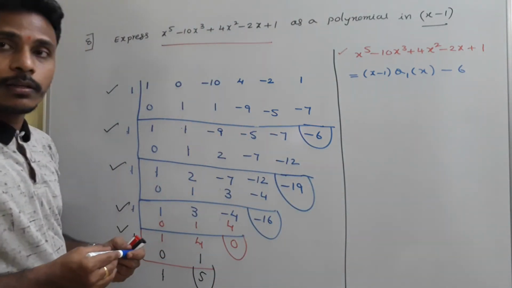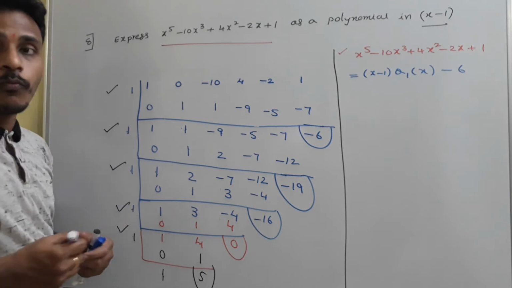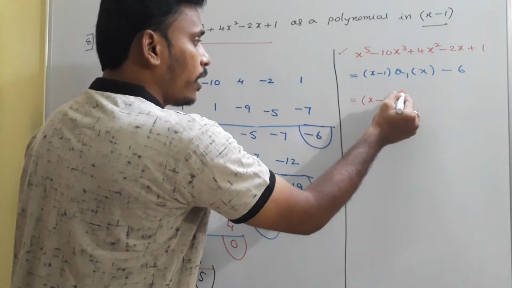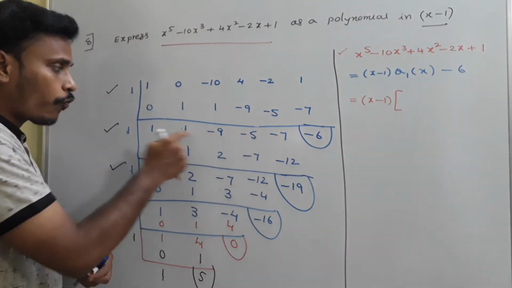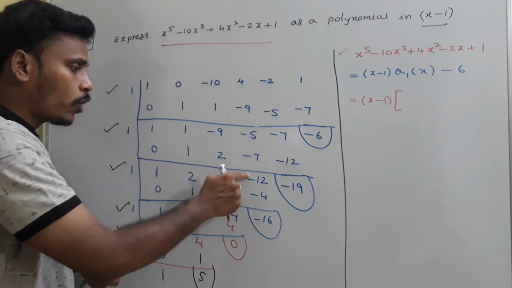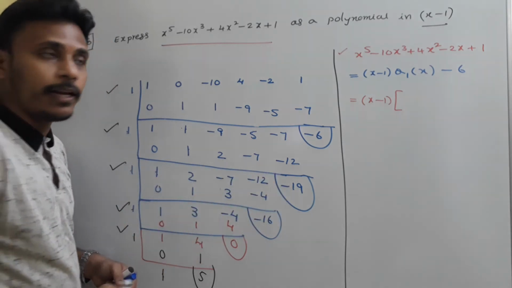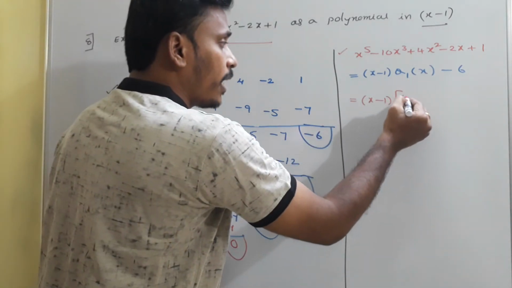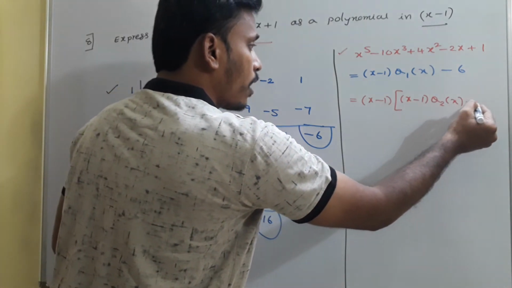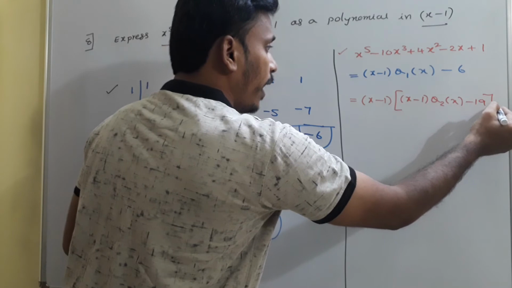First step is clear. Then coming to the second step, what we need to do? According to the second step, this first quotient is again divided by x minus 1. This is the second quotient, minus 19 is the remainder. So this q1 of x can be written as x minus 1 into q2 of x minus 19 minus 6.